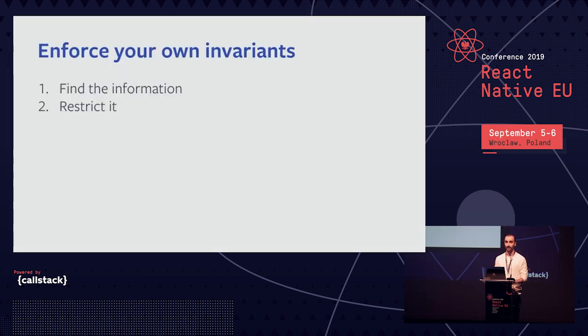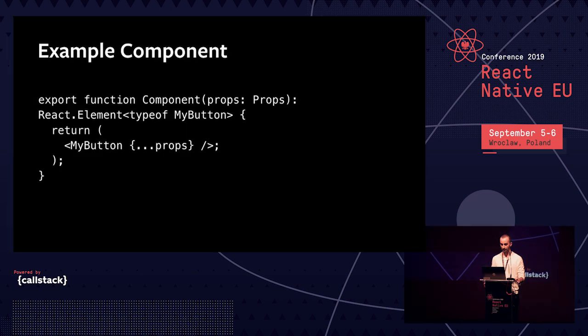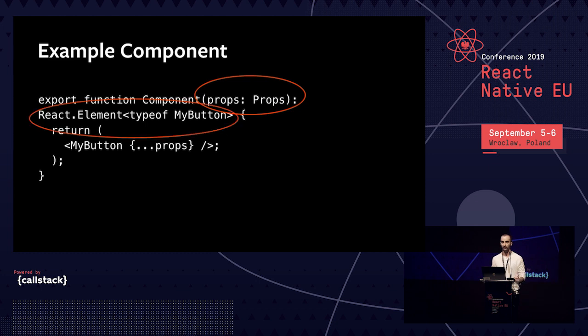So to enforce your own invariants, there are two important steps. The first is you need to find the information you want to protect, and then you just need to make restrictions on it. So let's see how we can start enforcing invariants for React components. Here's an example component. It's pretty simple. And there are two important parts that we need to look at to start enforcing invariants about it. The first is the props, which is the input to the component. And the second is the return type of the function component, or equivalently, the return type of the render method on a class component, which says what the component renders.